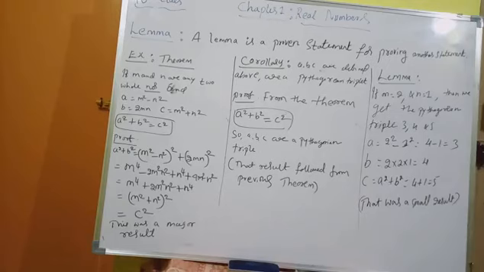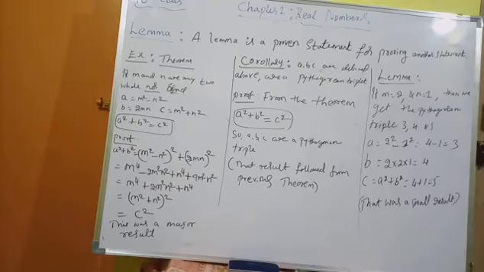Let us first understand the meaning of lemma and algorithm. In total we have 4 topics in the real numbers chapter. What are those 4 topics? First one, Euclid's division lemma and algorithm. Topic 2, the fundamental theorem of arithmetic. Topic 3, revisiting rational numbers. Topic 4, revisiting rational numbers and their decimal expansion.